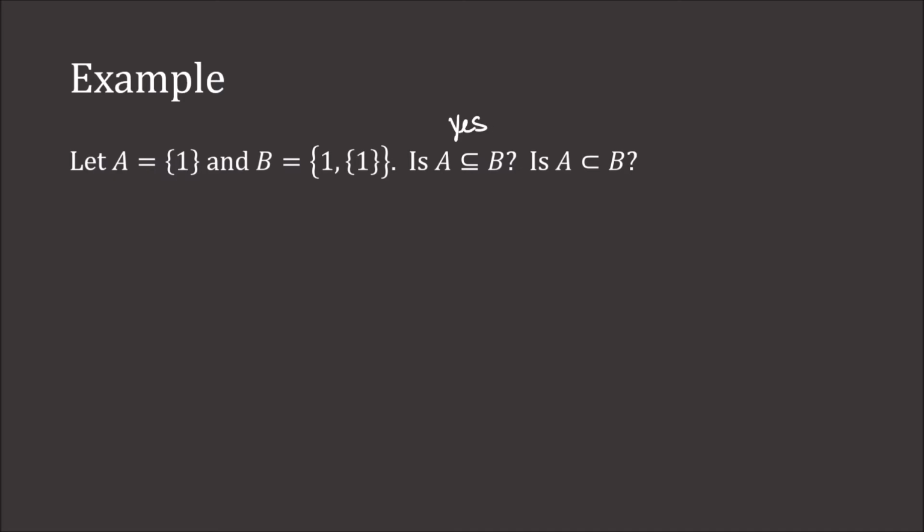Is it proper? Well, again, if we take a look, B has the set {1}, which is not in A. So not only is A a subset of B, but B has an element that A does not. So yes, A is a proper subset of B. Alright, so we have the terminology down. Now we can start looking at proving properties.